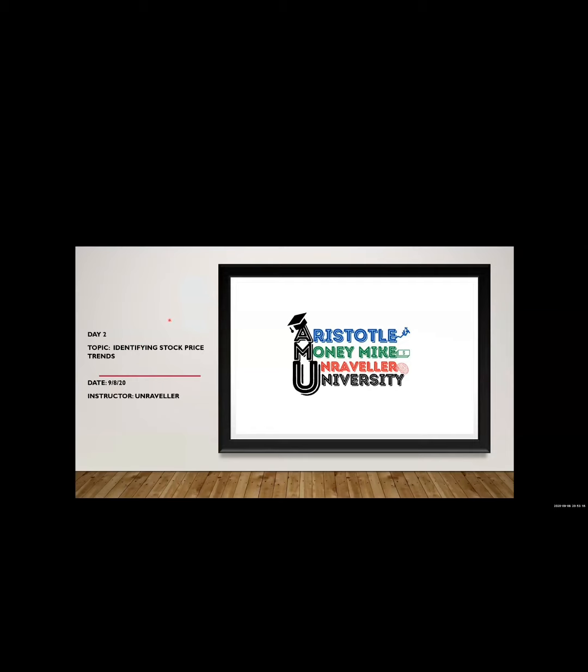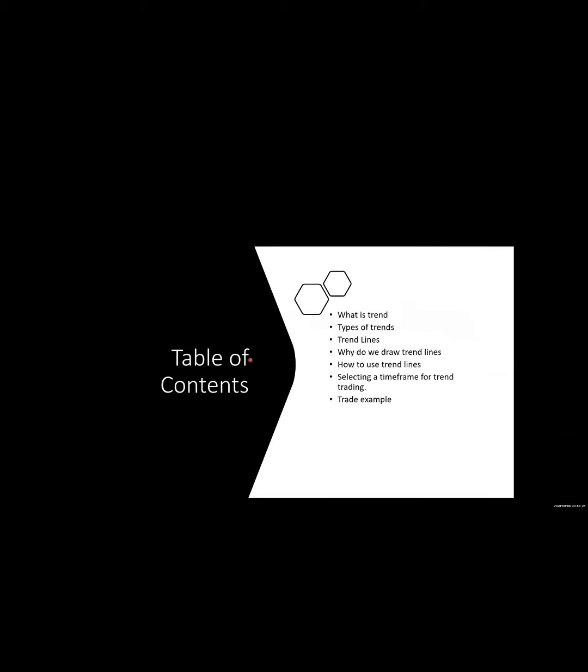Welcome to day 2, AMU University. Today, I'm going to be teaching you guys how to identify stock price trends. So let's get started. The table of contents for today's lesson: first, an introduction on what is a trend, the different types of trends, trend lines, why do we draw trend lines, how to use trend lines, selecting a time frame for trend trading, and then we'll be going over a couple of examples. Okay, let's get started. It's a very interesting topic. Hope you guys learn a lot and take notes.